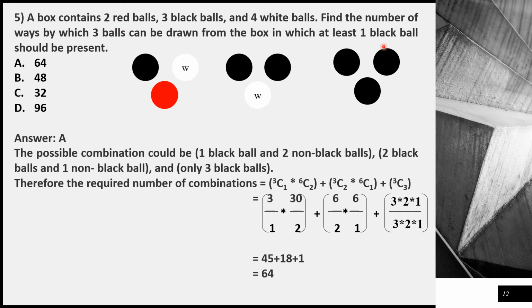So they are asking the number of ways, right? It can occur this way or this way; any one combination is possible. So we are doing addition, right? Solving this gives 64. So the answer is 64.